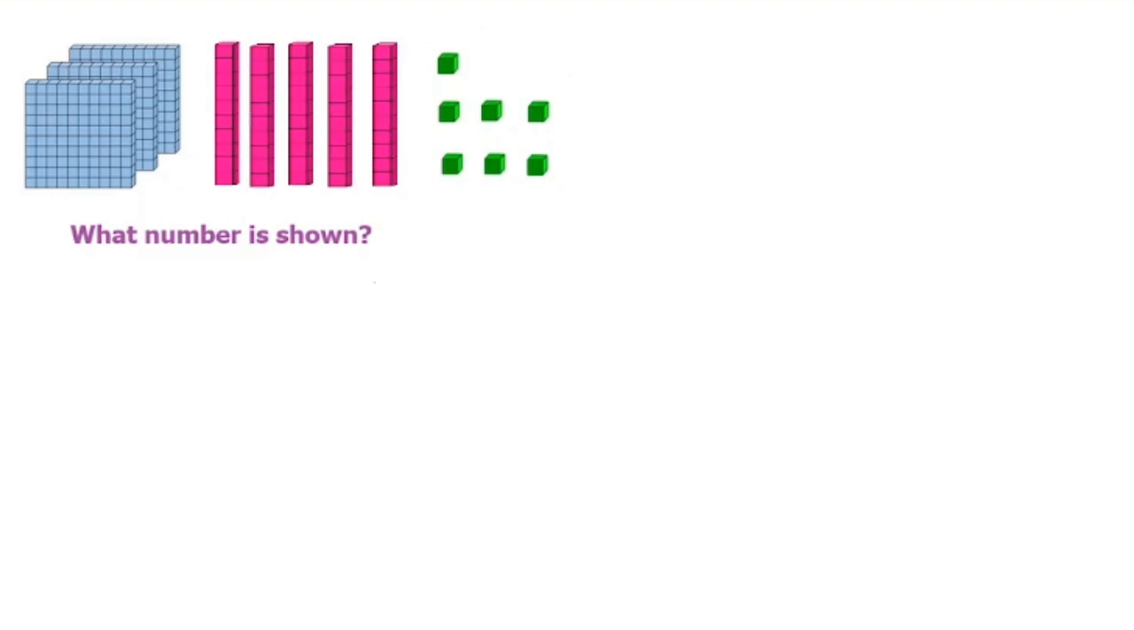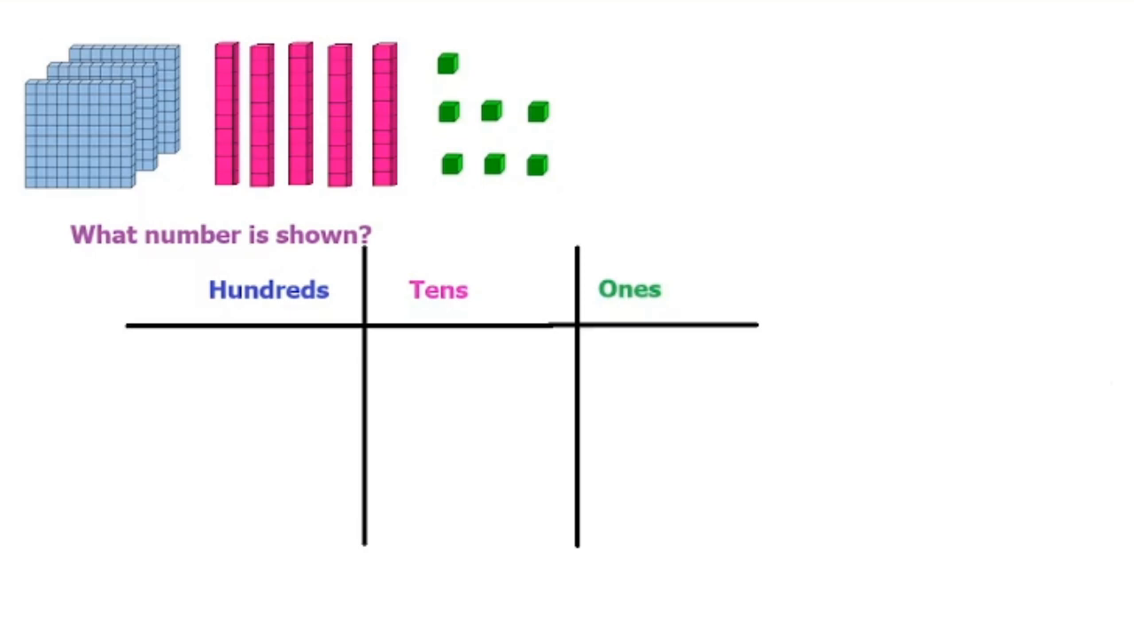So if we have to figure out what number is shown, the best way to do that is to look at the hundreds, tens, and ones columns. So these are the hundreds, these are the tens, and these are the ones. So if we were to put all these blocks into the respective, or each column in the correct column, that's what respective means, it would look like this.